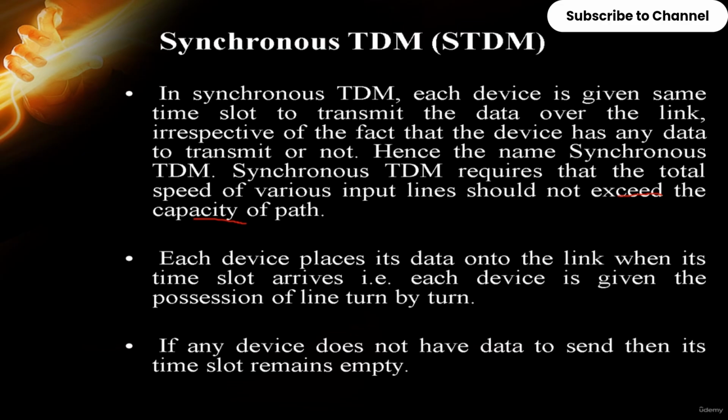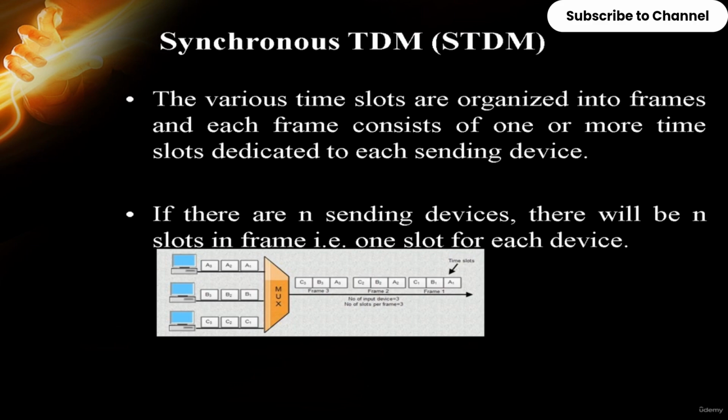Each device puts its data onto the link when its time slot arrives; each device is given a particular line in turn. If any device does not have data to send, its slot remains empty. The various time slots are organized into frames, as shown here. If there are n sending devices, there need to be n slots in the frame, one slot for each device, and the data is sent frame by frame.